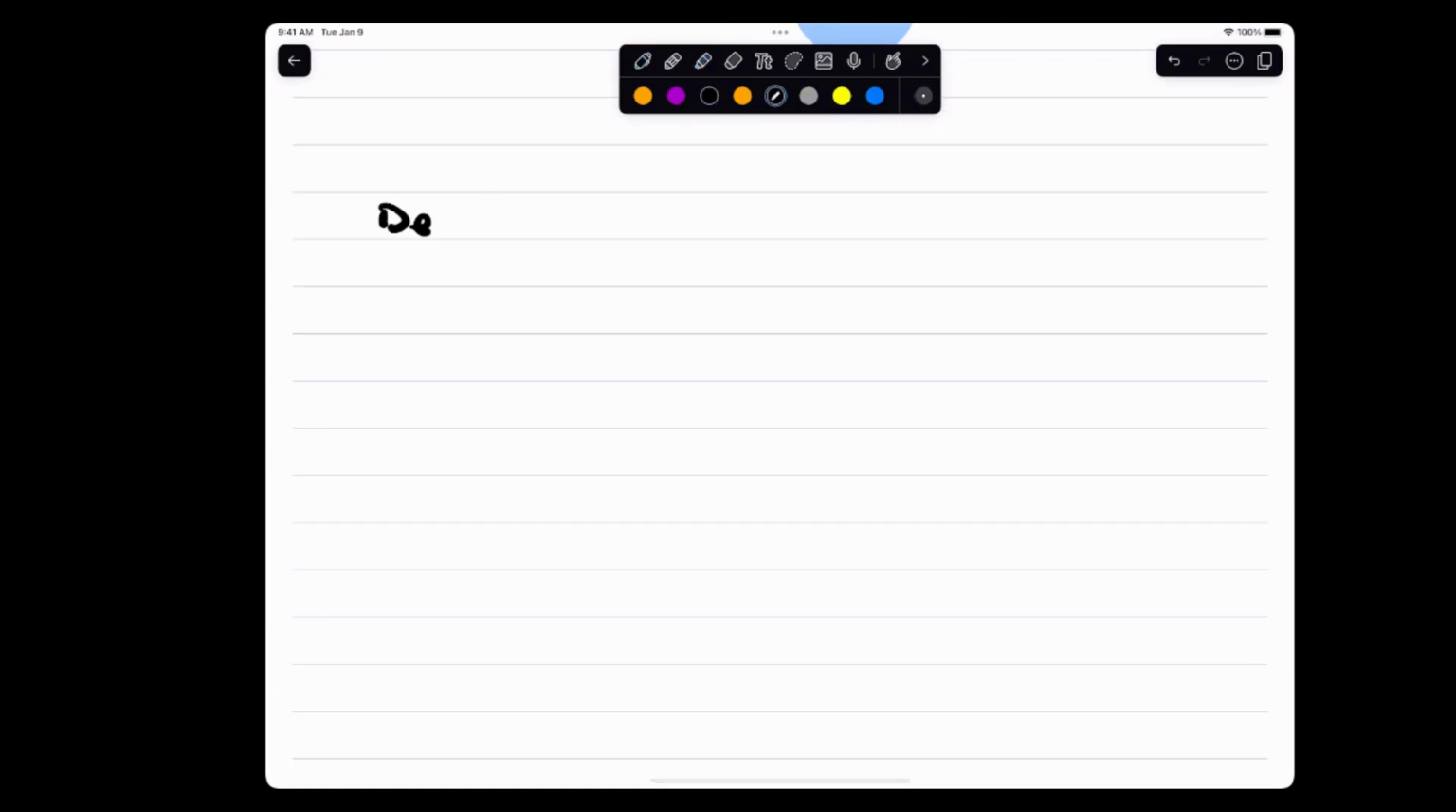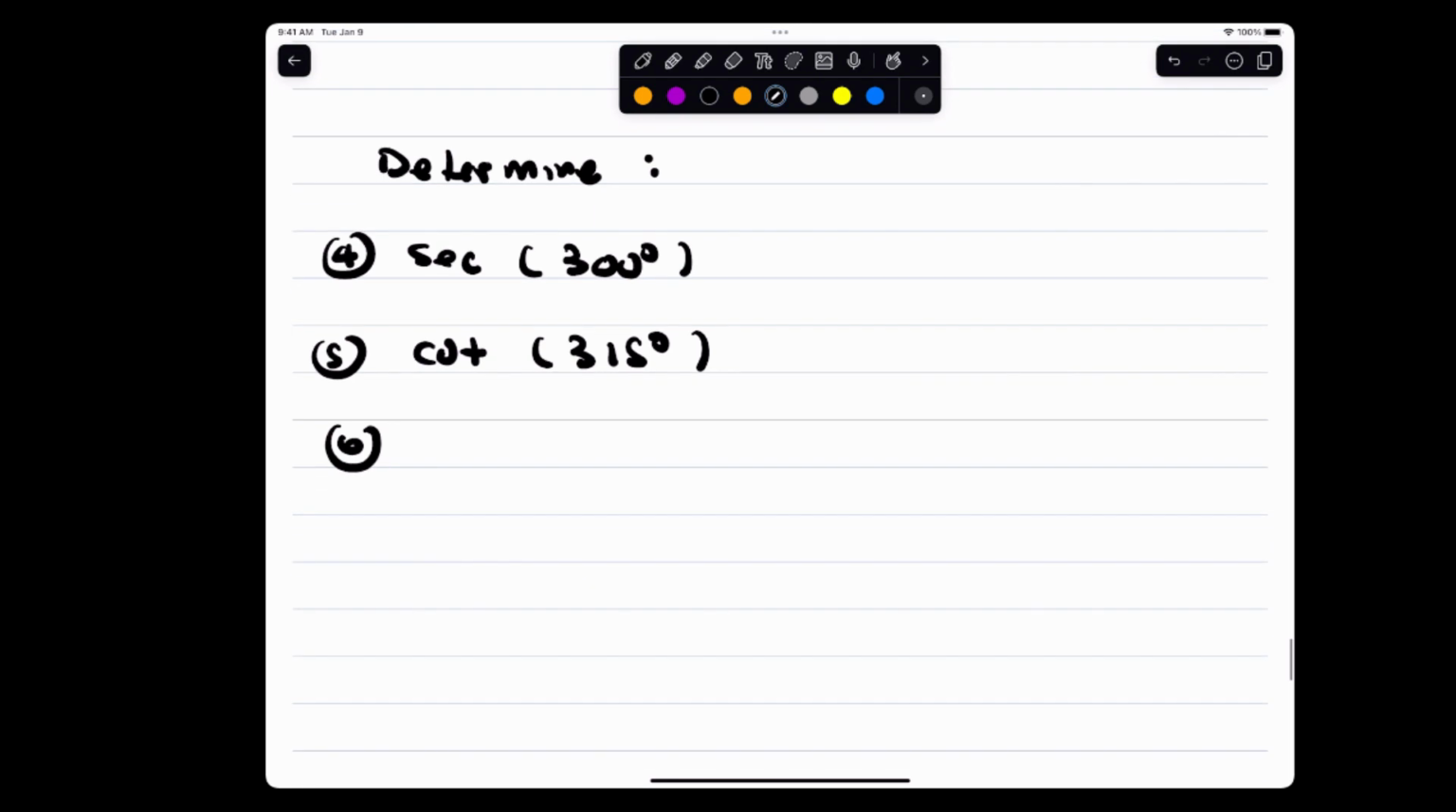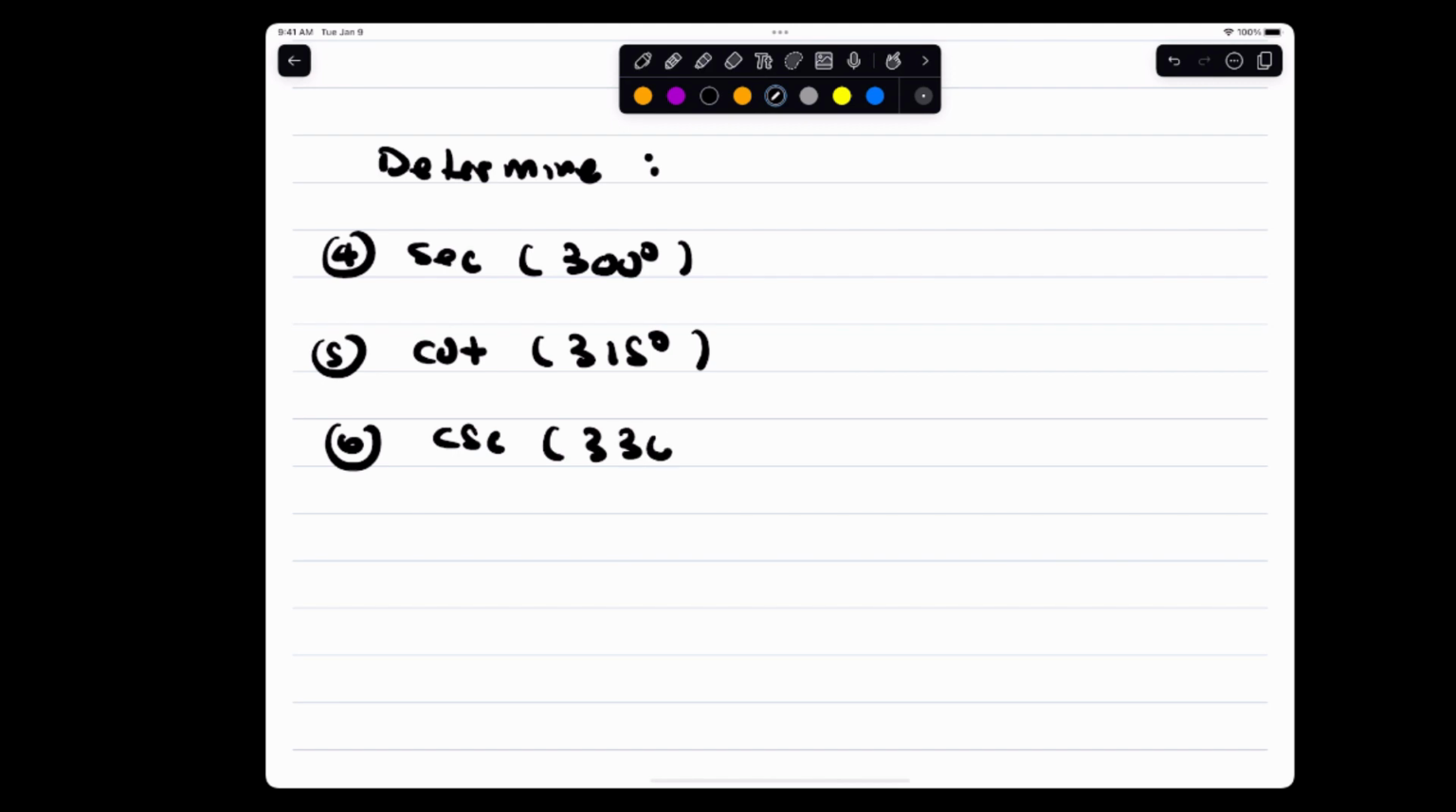So we're going to determine, let's do the following. How about if we say secant of 300? So that'll be question 4. Question 5, cotangent 315. Question 6, cosecant 330 degrees.